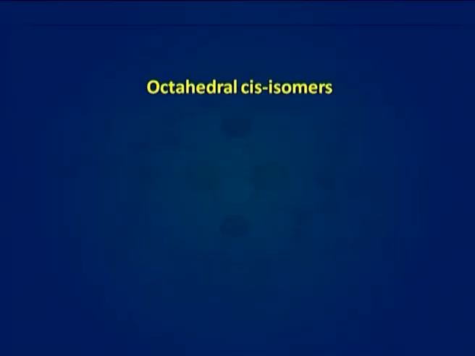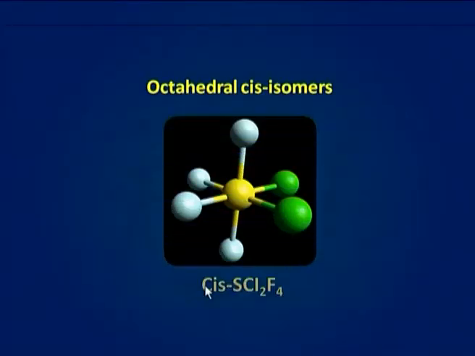Now, let us discuss a cis isomer of the type MA2B4. Here is the example of cis SCl2F4. This isomer is cis isomer because both the chlorine ligands are on the same side and the bond angle between the chlorine atoms appears to be 90 degrees.